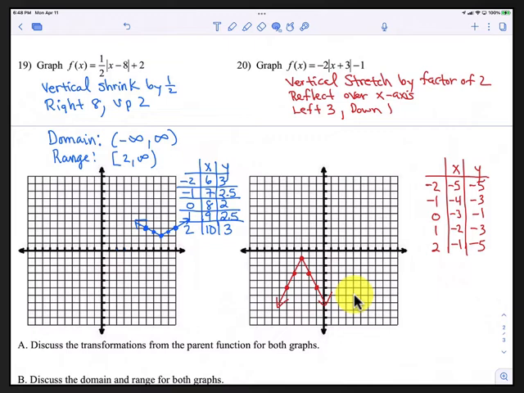Now, what is the domain and the range? Well, the x values go to the left and to the right forever, so your domain is going to be -infinity to infinity. But the range goes from -infinity and then it cuts off at -1. So range is -infinity to -1.